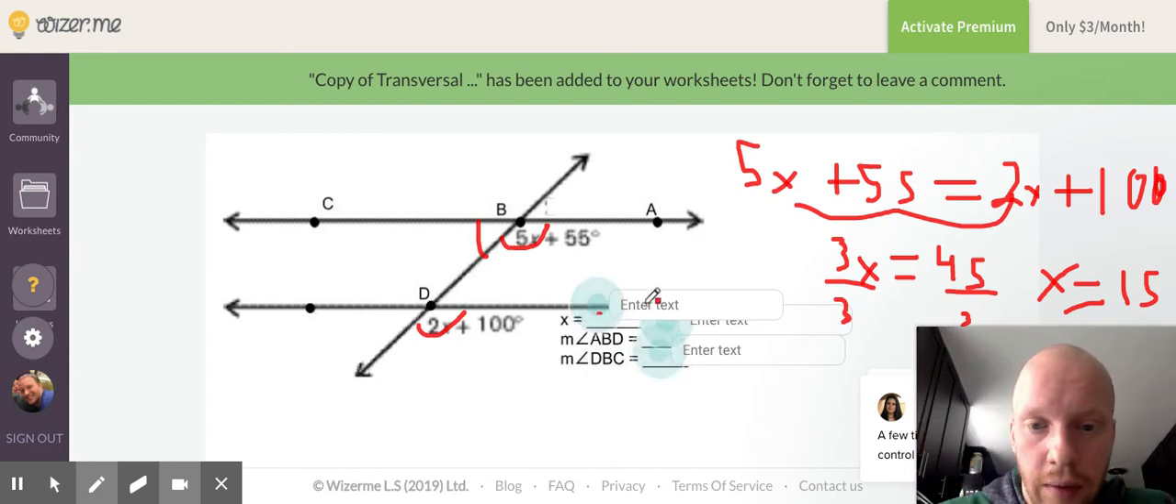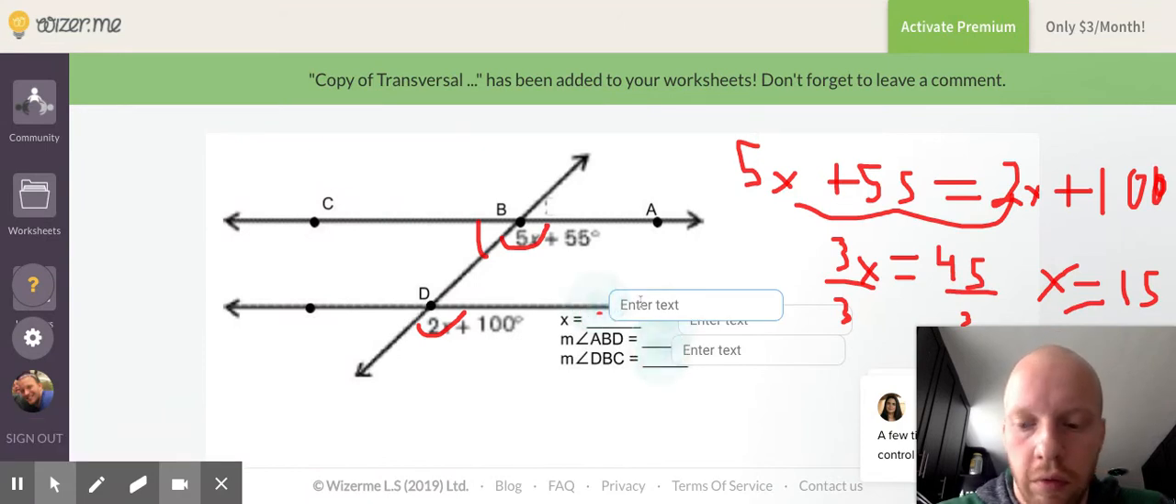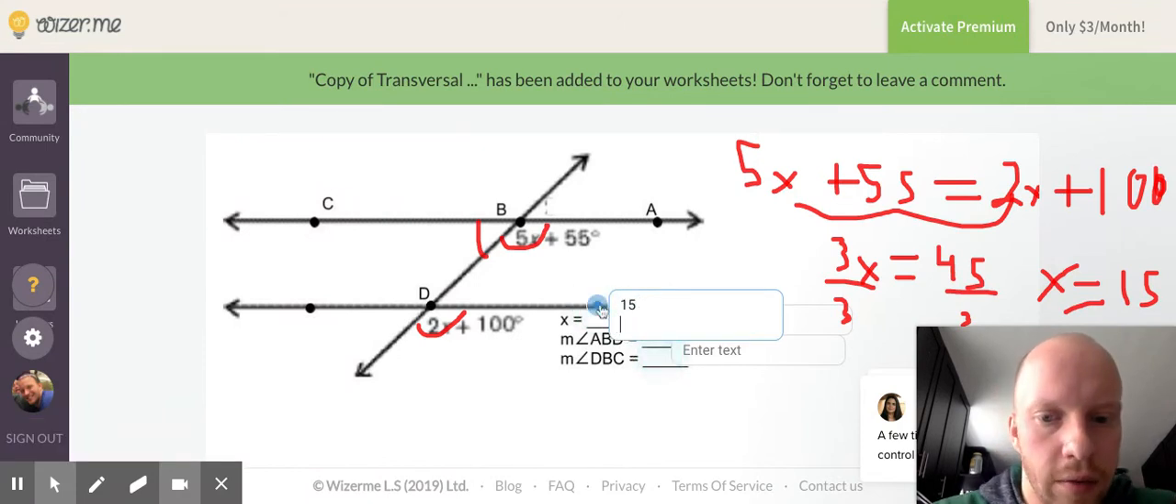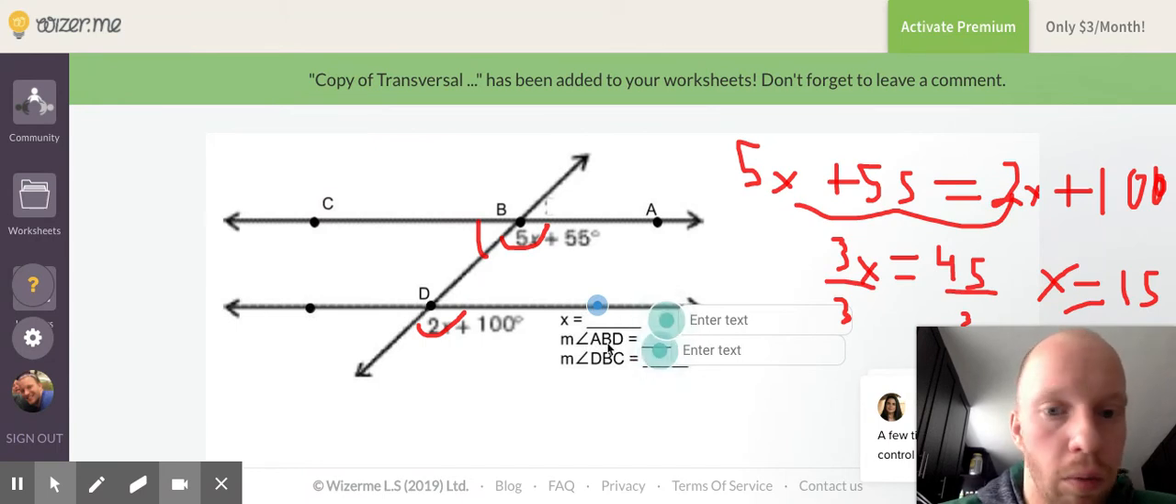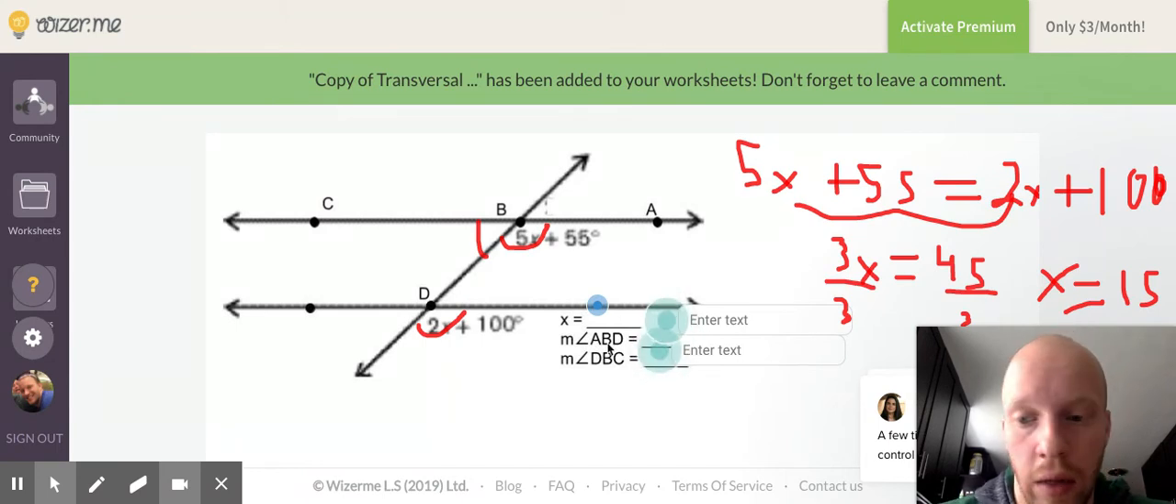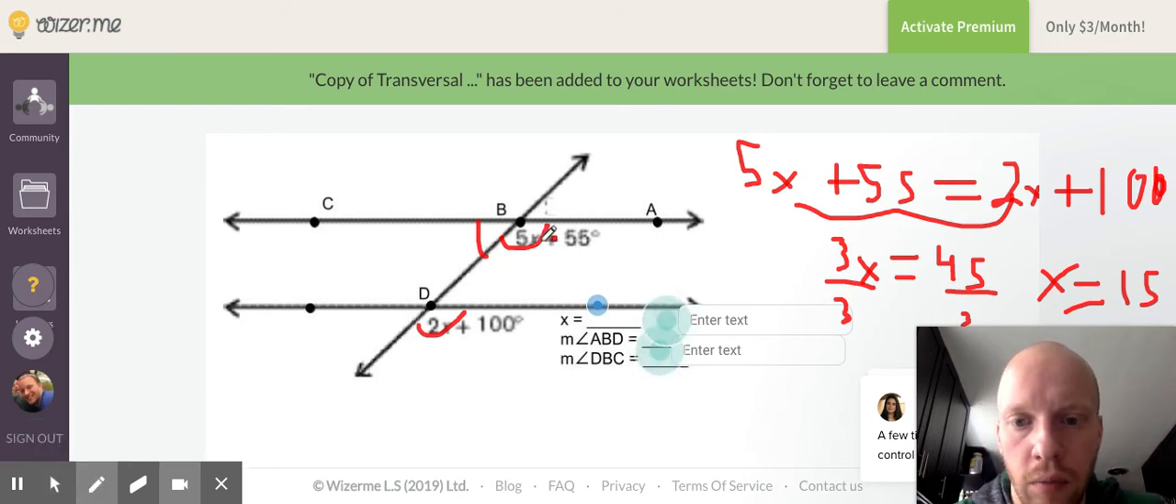So I can write that in. Let me change this to the cursor. x equals 15. So I'm going to put that in my text, right? This blue right here tells me I'm done. Now I want to find that measure of angle ABD. Well, I know x equals 15, right? So what I can do is I can substitute. Like we've learned this in the past. You learned it last year. Instead of an x, we're going to put 15.